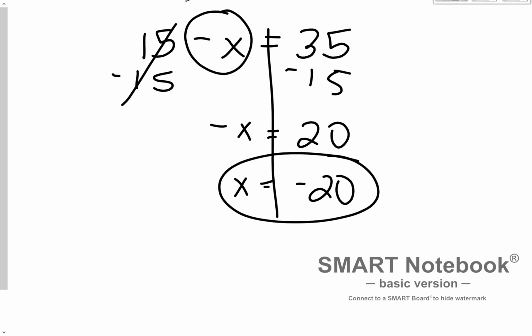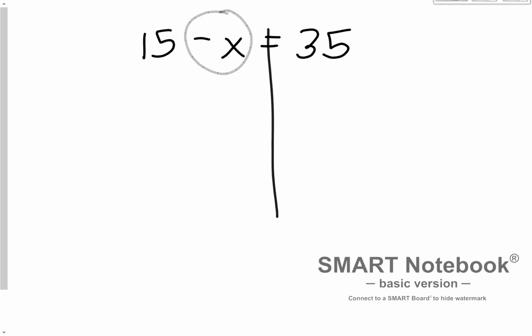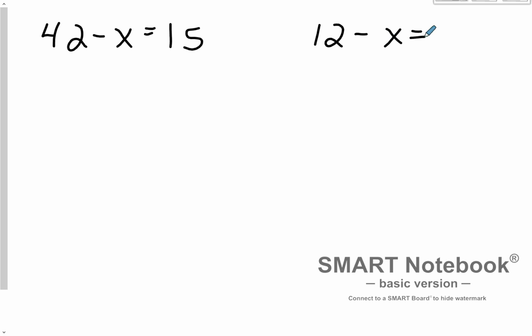For these next two examples, I want you to write them down, do them on your own, and use the video to check your answers. First problem, let's do 42 minus x equals 15, and then 12 minus x equals 16. Pause the video at this point and solve them, and then resume the video to check your answers.